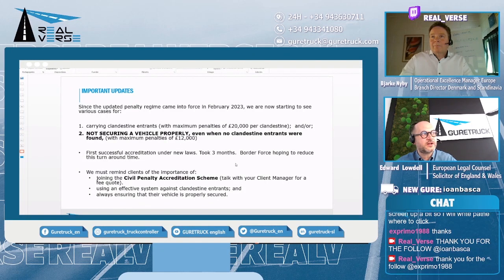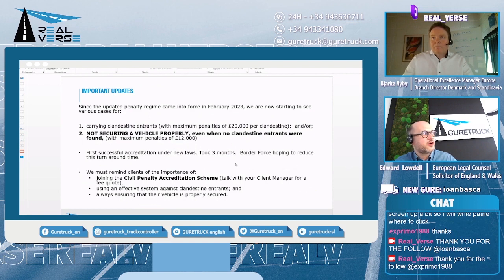the maximum penalty of £20,000 per clandestine, not the old scheme of £2,000 per clandestine per driver, and the company being £4,000 in total. There's two stages in the clandestine entrance process. You have the beginning stage, which is an investigation process where there's no fine imposed, and you then have the second stage where there is a fine imposed.